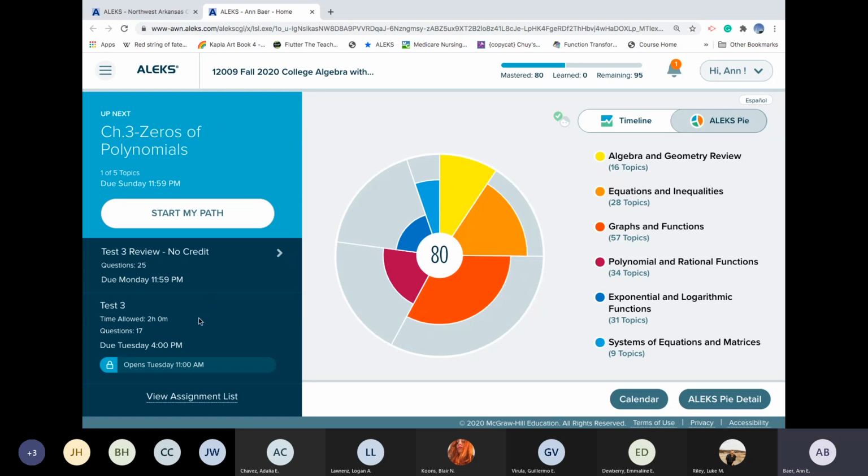So there's some information about Test 3 here to remind you. It opens at 11 a.m. and it disappears at 4 p.m.